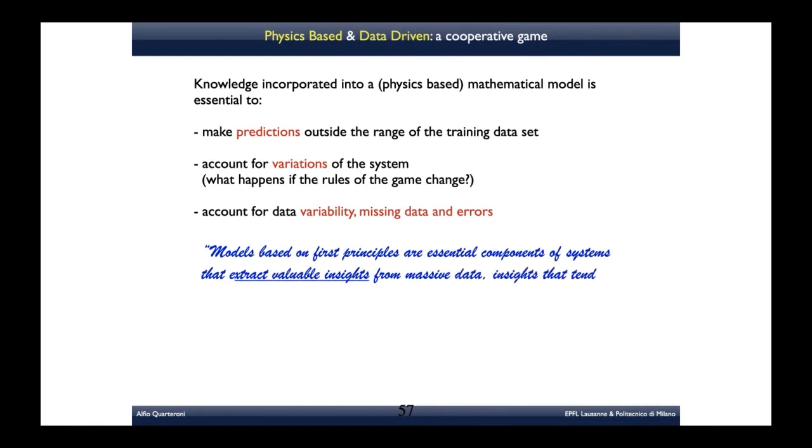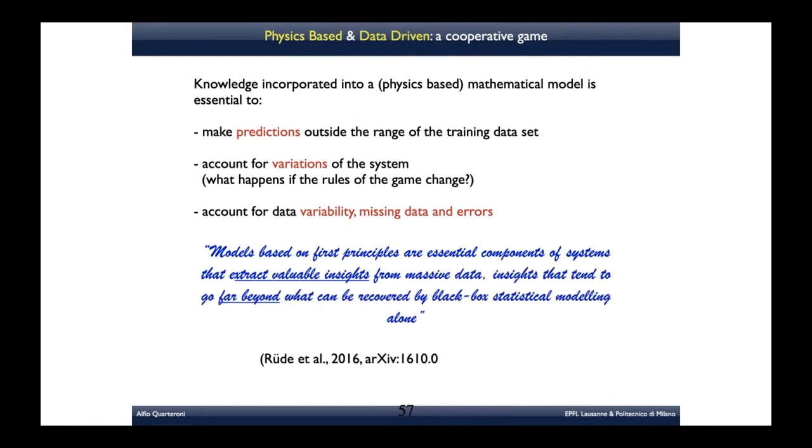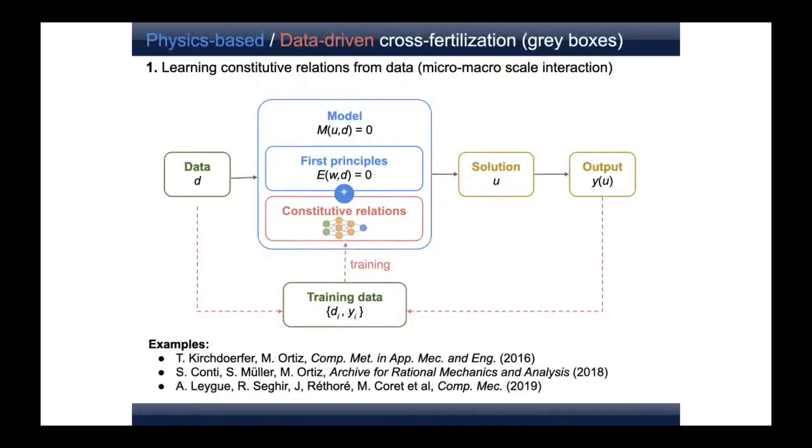So let me skip this kind of philosophical picture statement. And here is an example where we have a physics-based model, but we may want to use training data and an artificial neural network to find something that the physics model misses. And these are constitutive relations.